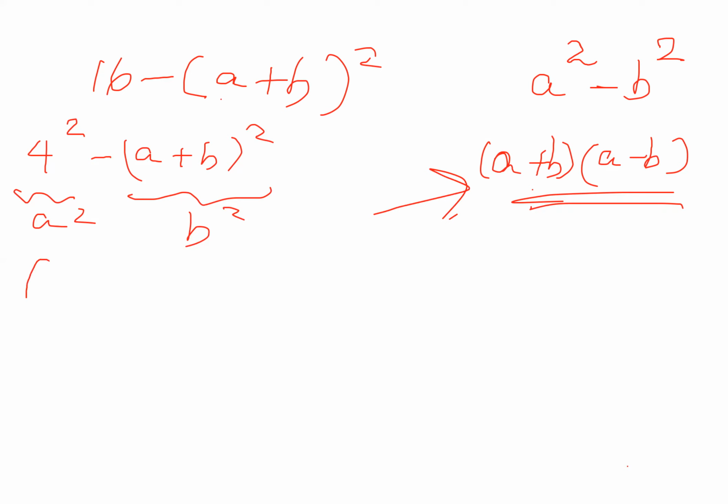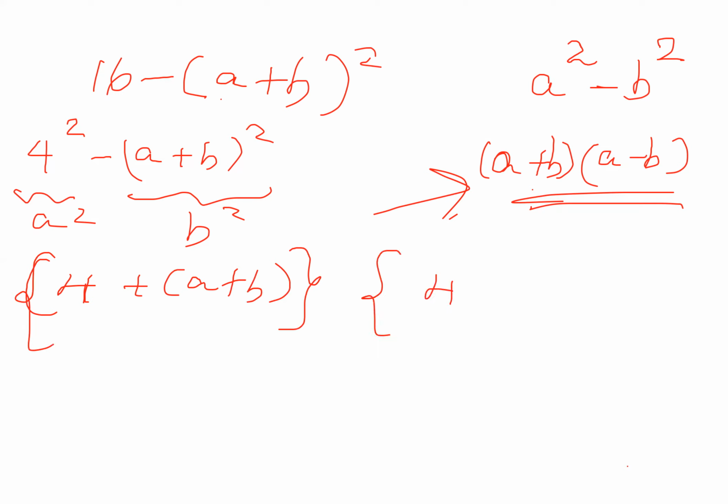So how? One bracket is 4 plus (a plus b), and the other bracket is 4 minus (a plus b). Okay, so these are the factors for the given expression. That is very easy. And then shall I move to the next one?